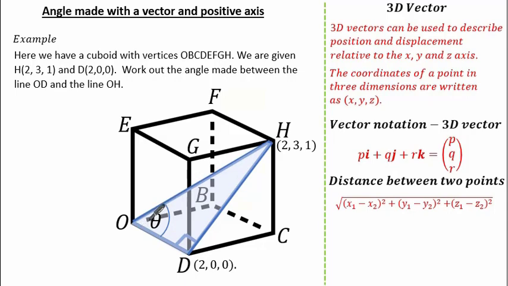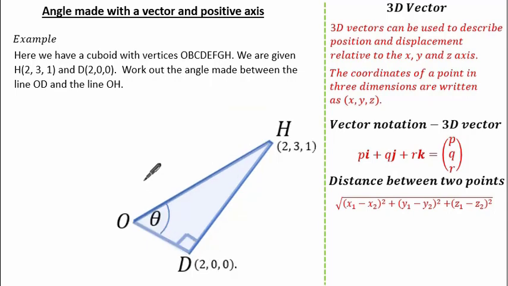Well, hopefully you can spot we have a 3-dimensional right-angled triangle. So to work out the angle made between OD and OH, we're going to use trigonometry. All I've done here is just pull out our 3-dimensional right-angled triangle just so it's easier to see. Now for us to use trigonometry, let's work out some lengths. So we need to work out the length OD.